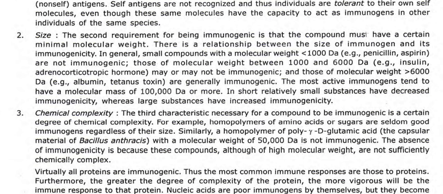and those of molecular weight greater than 6000 Da, such as albumin and tetanus toxin, are generally immunogenic. The most active immunogens tend to have a molecular mass of 100,000 Dalton or more. In short, relatively small substances have decreased immunogenicity, whereas large substances have increased immunogenicity.